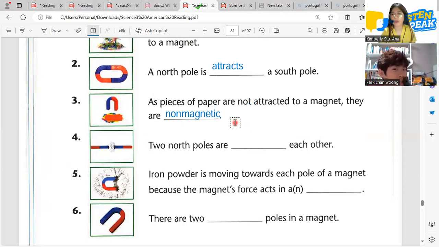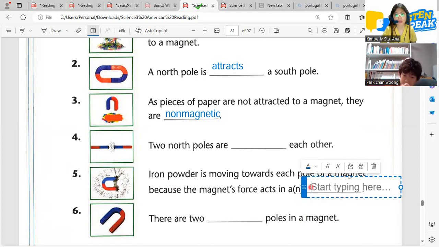How about number 4? Two North Poles are... I don't know. Okay, we can skip that one. And number 5 is iron powder is moving towards each pole of the magnet because the magnet forces act in a magnetic field. Very good.